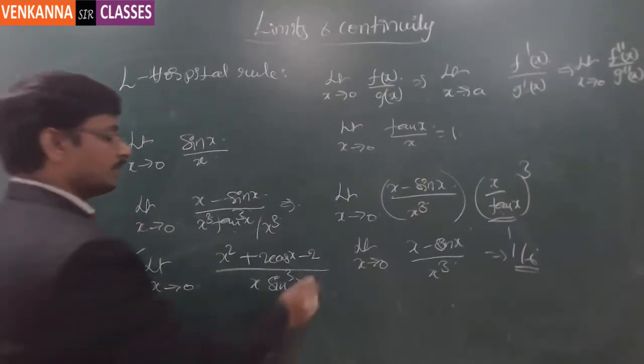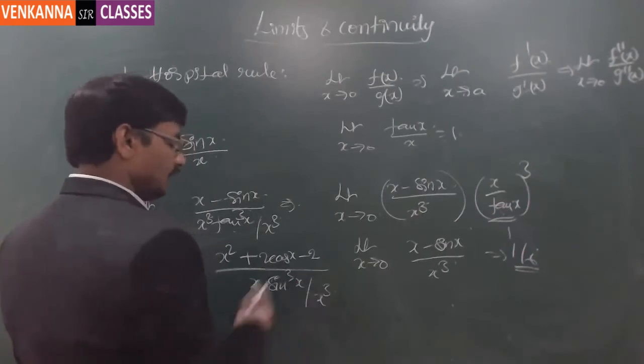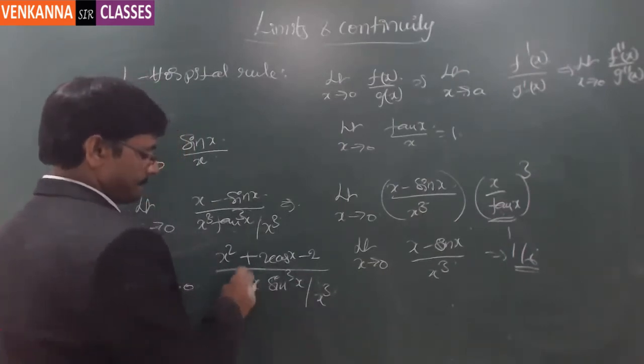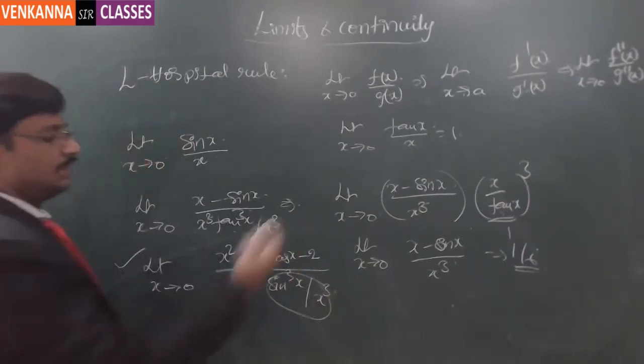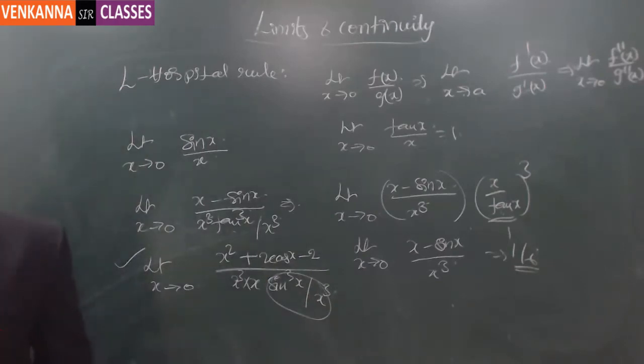Exactly in the similar manner. Divide with x cube and multiply with x cube. And this will become 1. And then apply L'Hospital rule on that. Again you will get the answer.